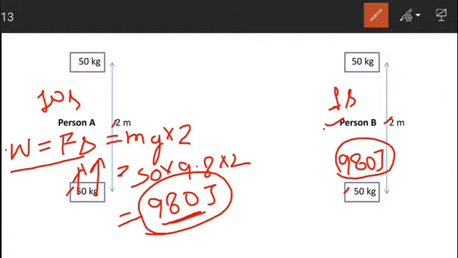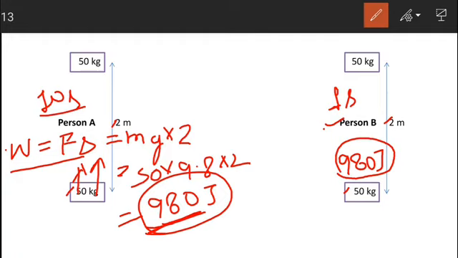So it is important for us to know who is doing the same amount of work at a faster rate. Now we are going to calculate the rate of doing work for both person A and B. So in order to calculate the rate of doing work, what we have to do? We have to divide the total amount of work by the total time taken.